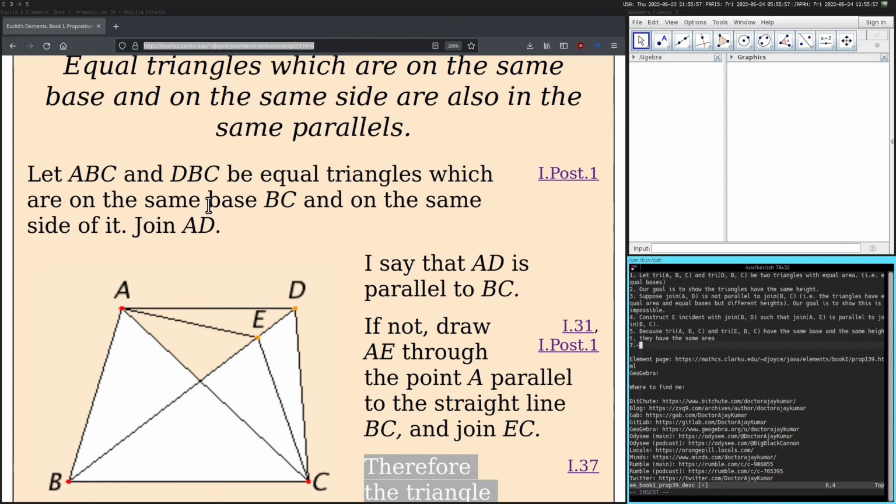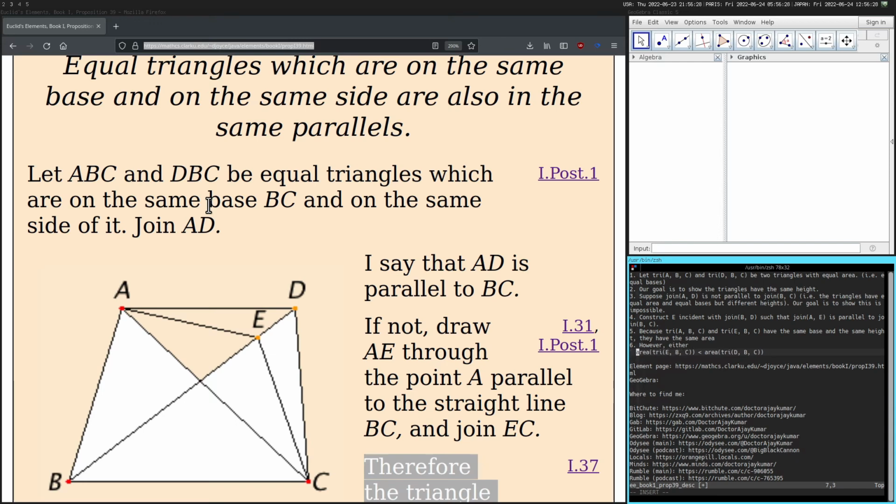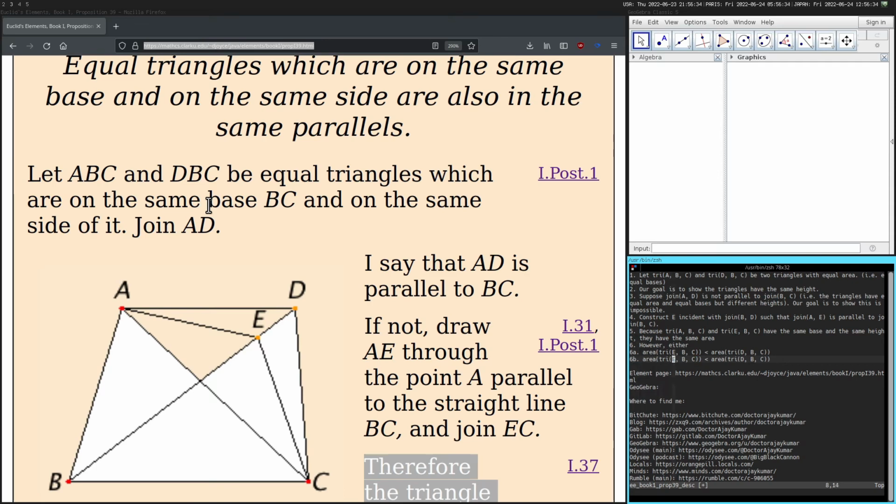6. However, either the area of the triangle EBC is less than the area of the triangle DBC, or, 6A, one of these two things is true.